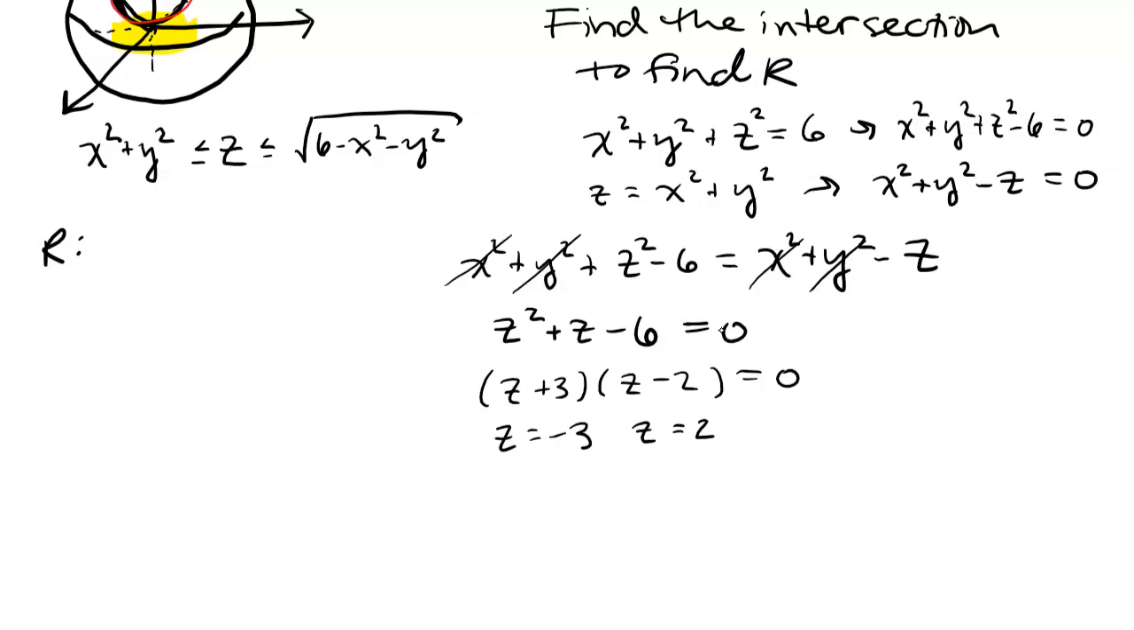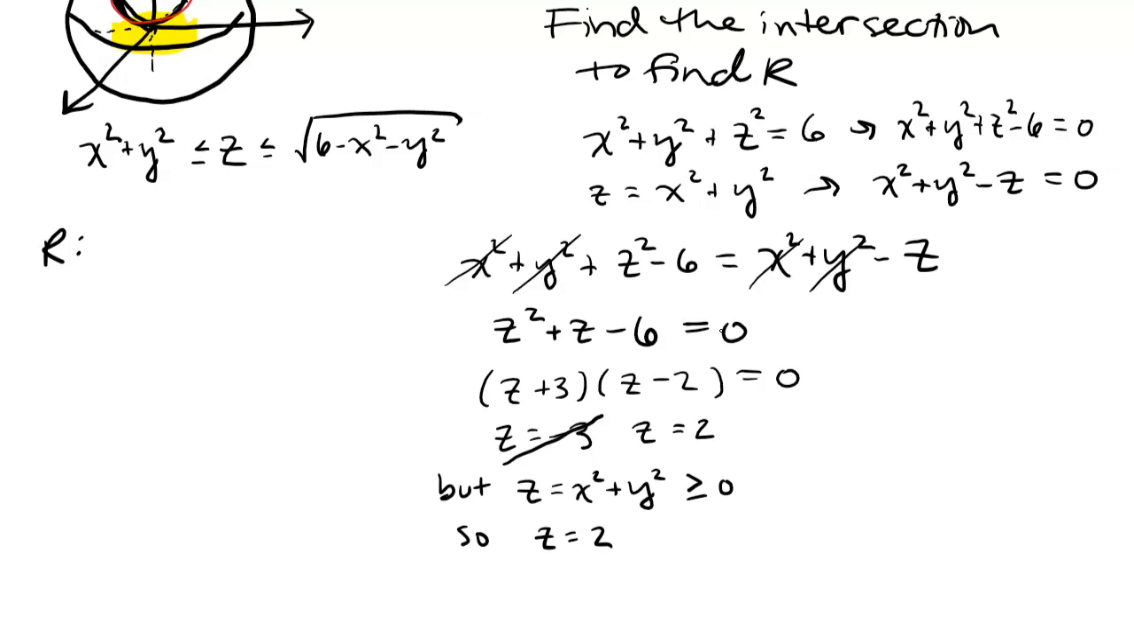Now, if we think about it, one of our surfaces was z equals x squared plus y squared, and x squared plus y squared is going to be greater than or equal to 0. We can see that in our paraboloid up above as well. So z equals negative 3, we're just going to eliminate that solution because it doesn't work for the one solid. So then we're left with z equals 2.